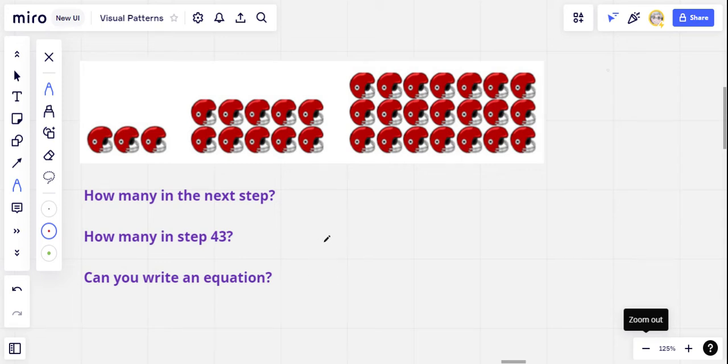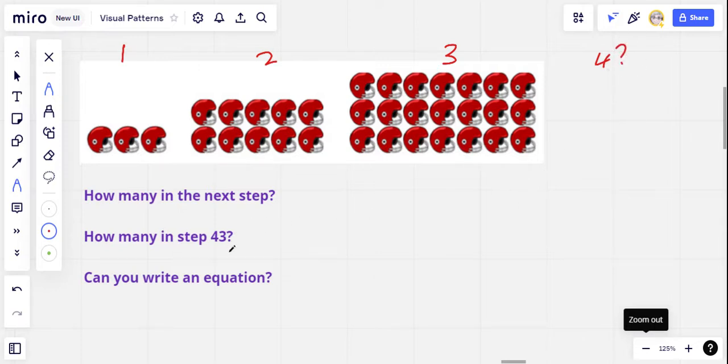Hello, everybody. We are back with another visual pattern challenge. In this challenge, you're supposed to look at this visual pattern. Here's step one, here's step two, here's step three, and use your insight and your intuition to figure out how many helmets in step number four.